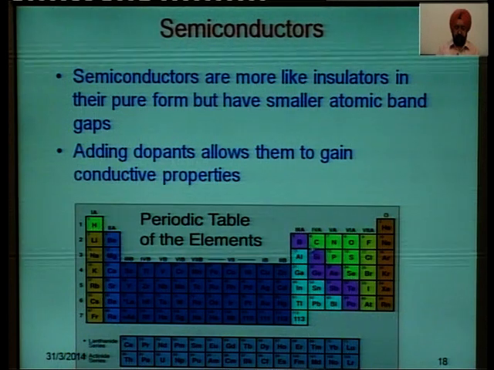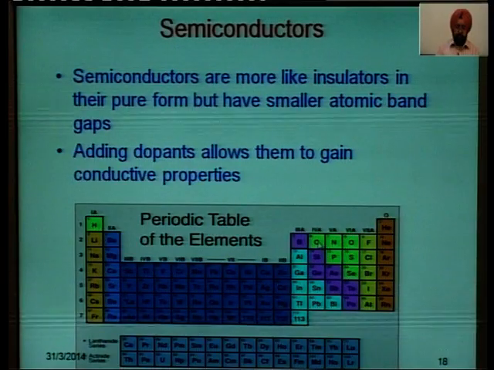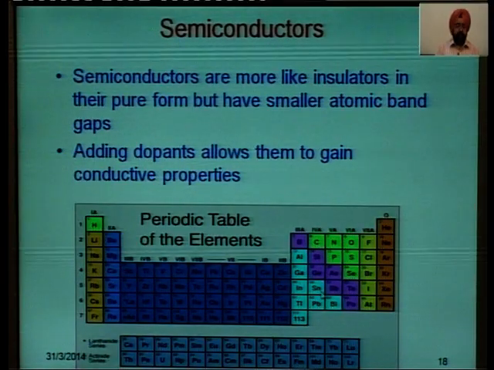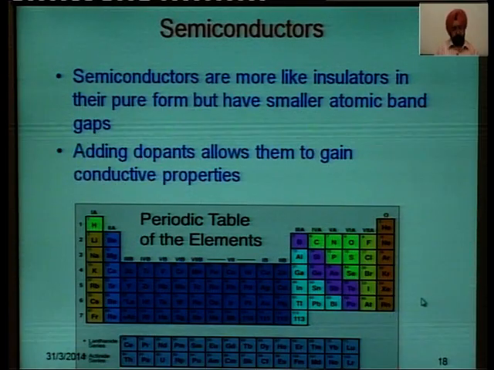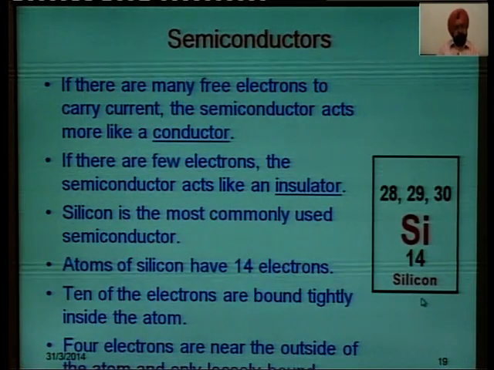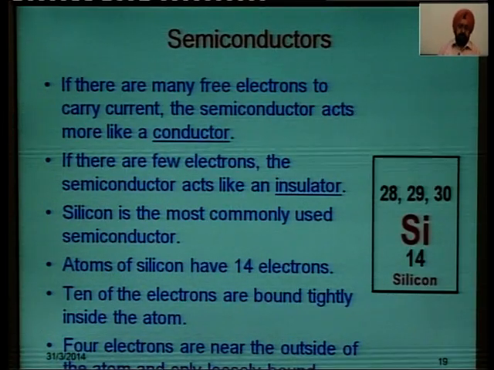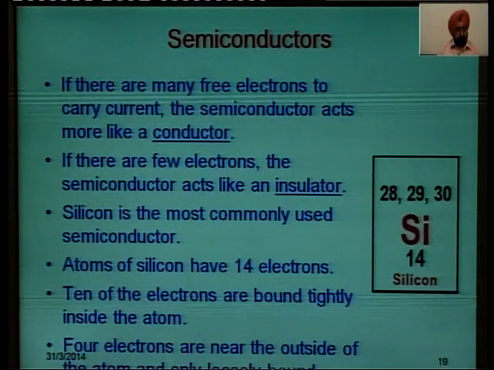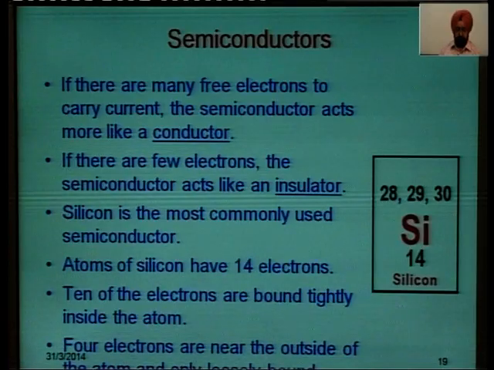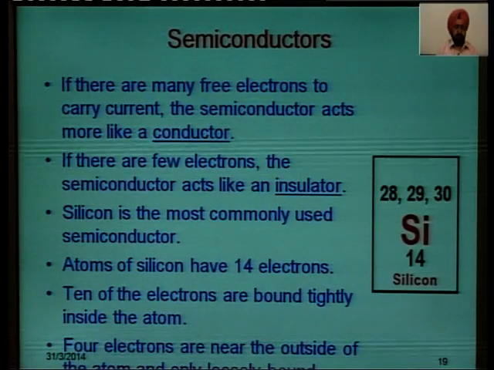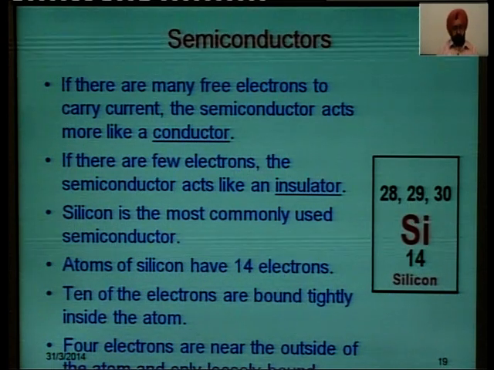In the periodic table, group 4 is that of the semiconductors: carbon, silicon, germanium, lead and so on. If there are many free electrons to carry current, a semiconductor will act like a conductor. If electrons are few, it will act like an insulator. Among semiconductors, silicon, as it is easily available, is the most commonly used.